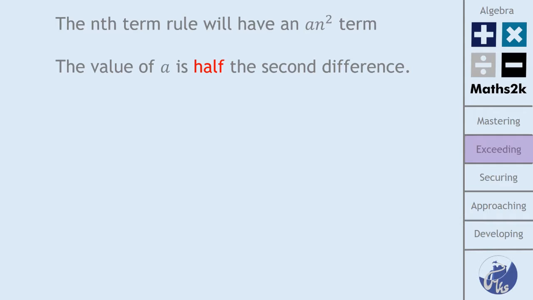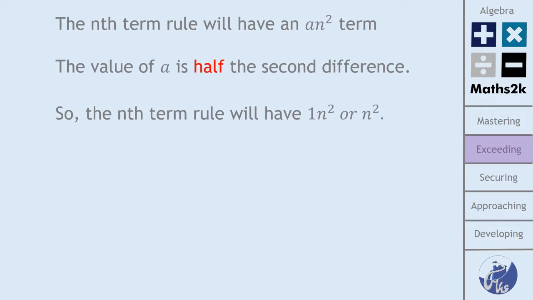So when you're finding the nth term rule for a quadratic, the difference between that and a linear sequence is that it will contain an n squared term. And there will usually be a number at the front multiplying that n squared. That value is half the second difference. So whatever you found your second difference to be, halve that, and that is the value that multiplies the n squared term of the rule.